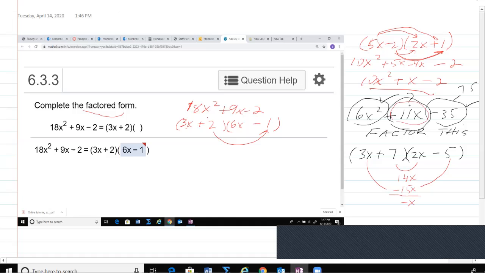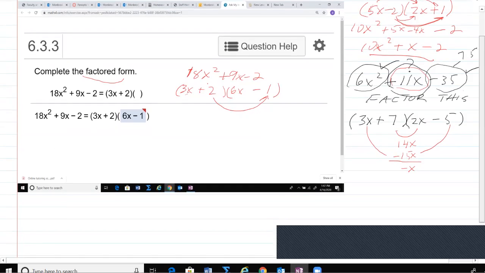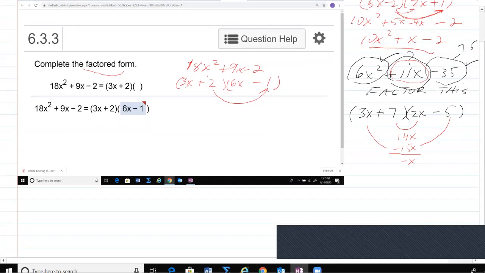So that means I have the wrong numbers in place here. Something isn't right. So let's go back. Let's try something else. So it didn't work. So let's try something else. Let's go with 3x. Still have that.